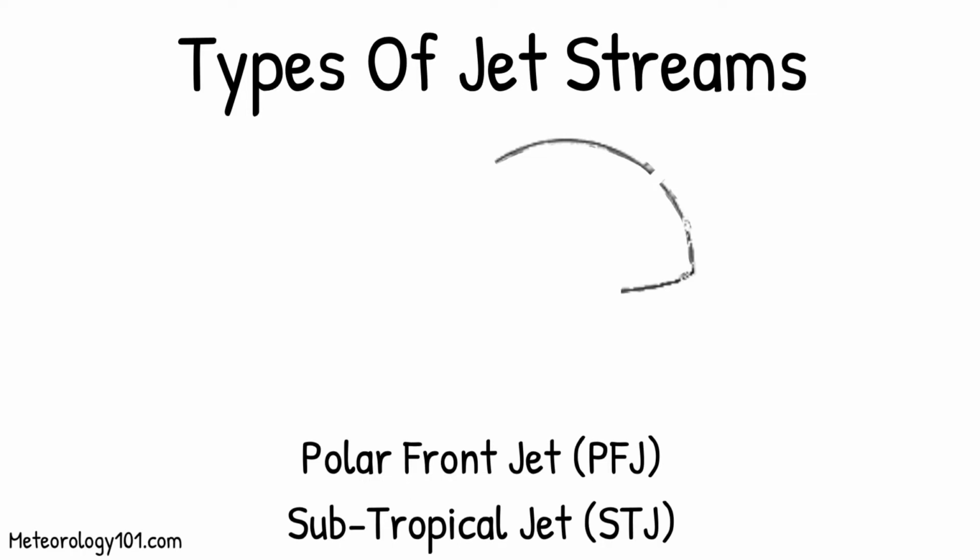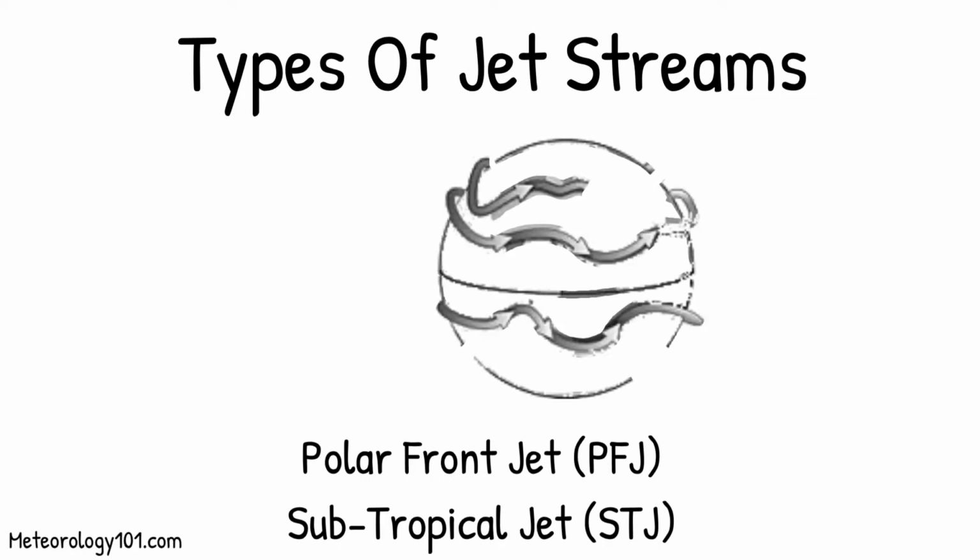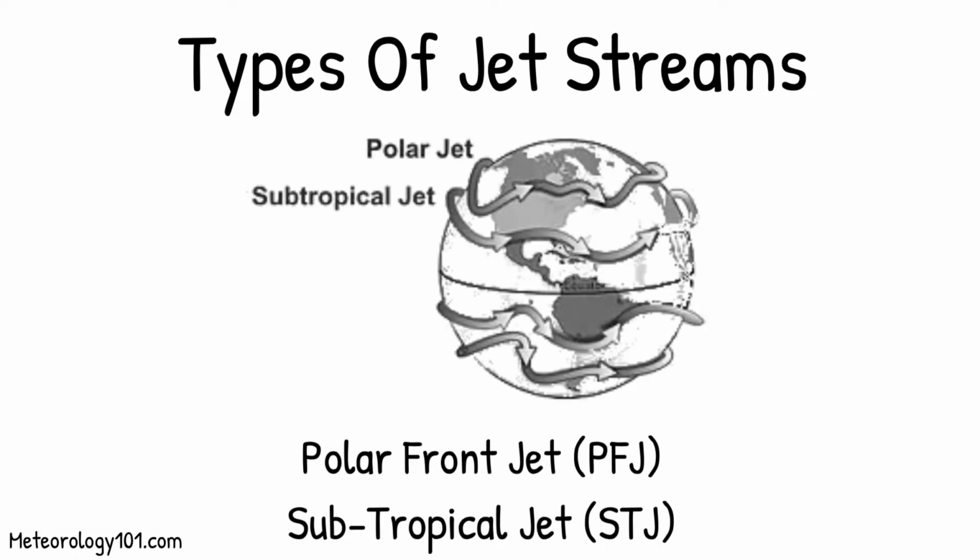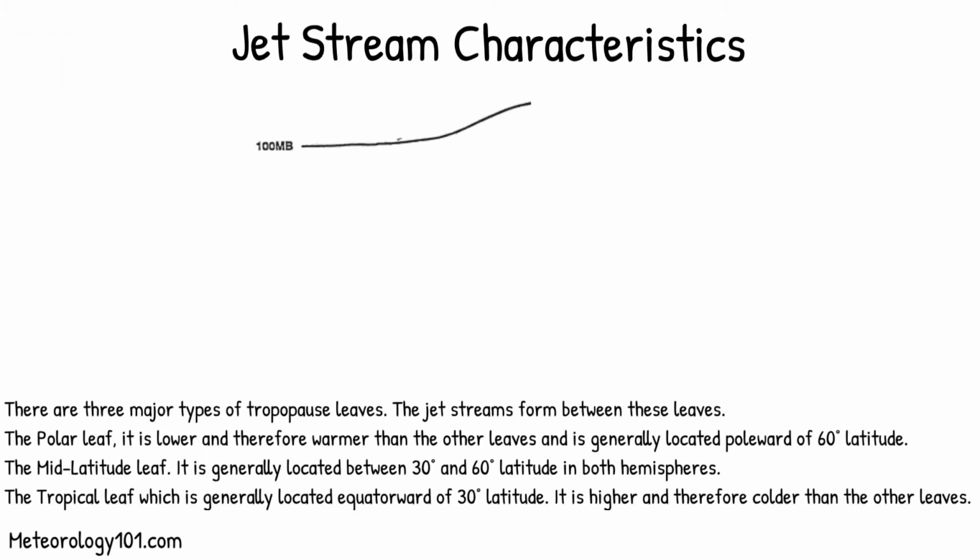There are two types of jet streams in both the north and south hemispheres: the polar front jet and the subtropical jet. There are three major types of tropopause leaves. The jet streams form between these leaves.